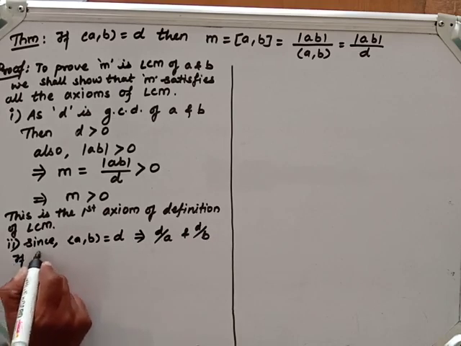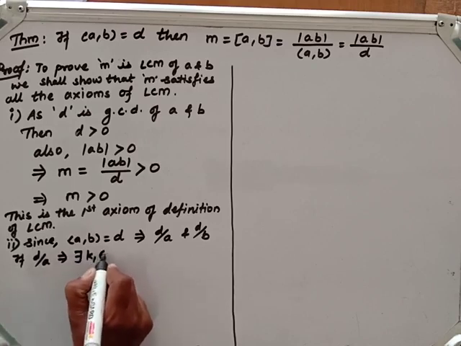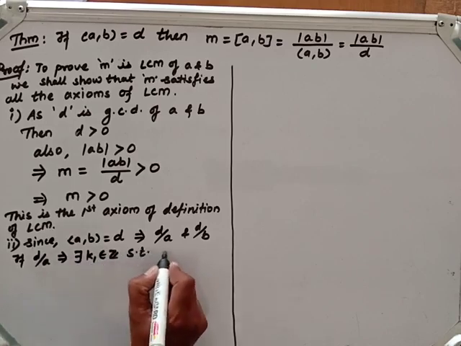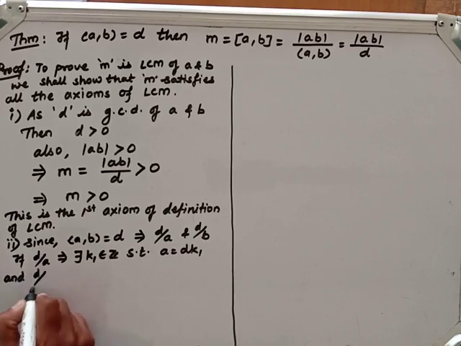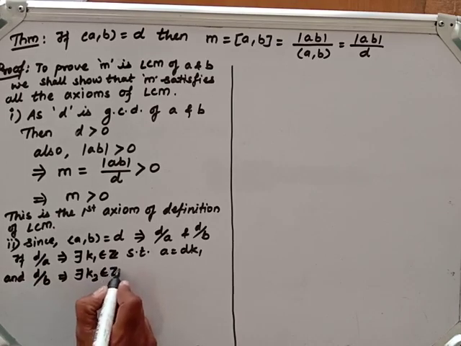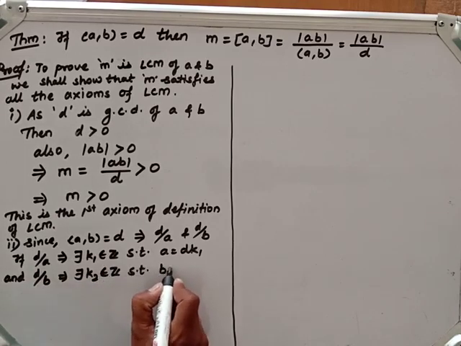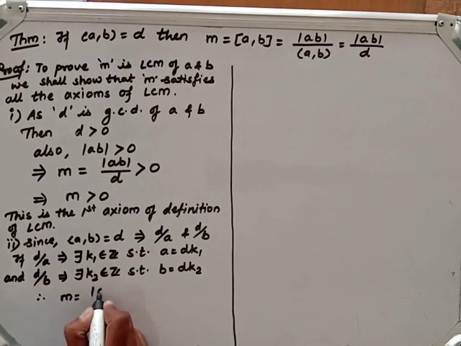So if D divides A, it implies there exists K1 belongs to Z such that A is equal to DK1. Also, D divides B. So this says there exists K2 belongs to Z such that B is equal to DK2. Okay. Now what we have? M we have assumed this. So M is equal to modulus of AB upon D.